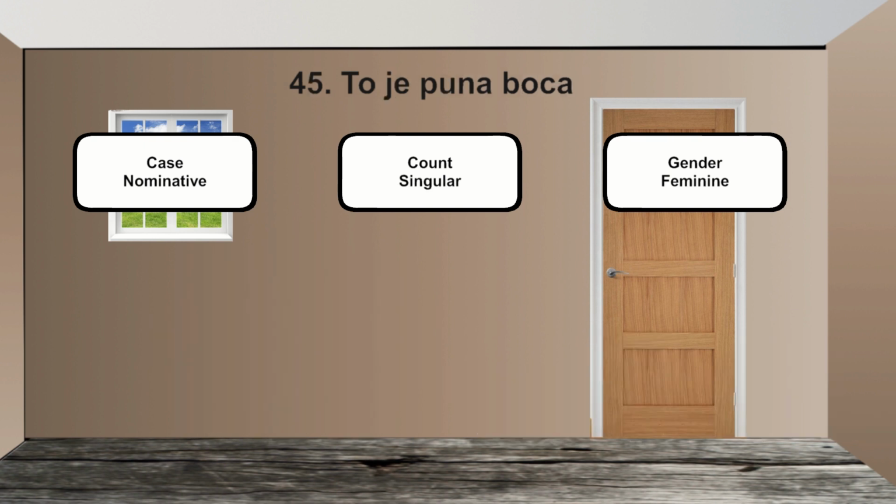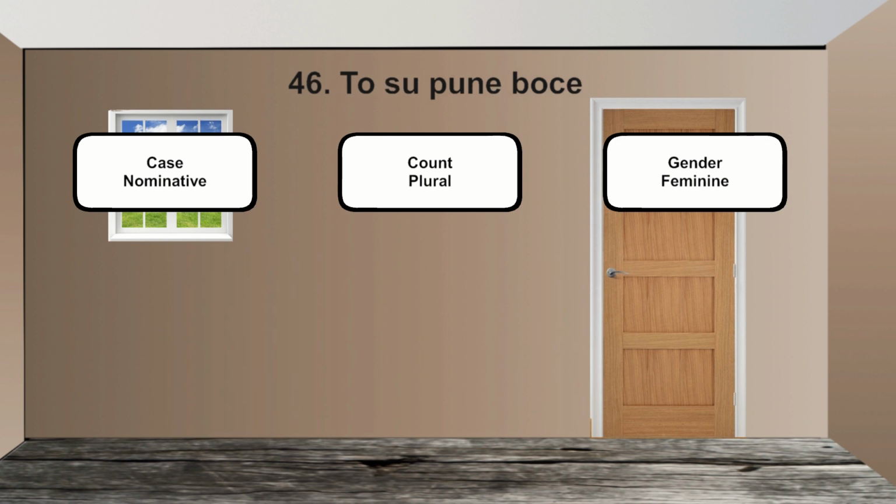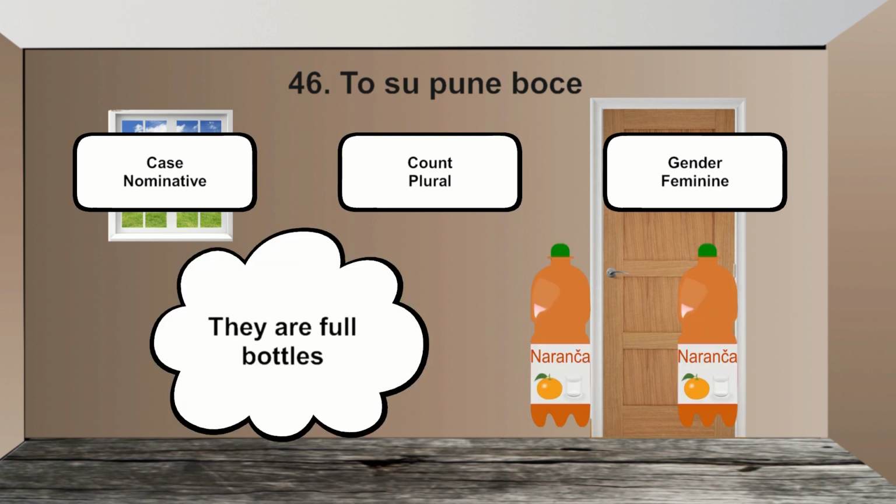Question 45. Pitanje 45. To je puna boca. Feminine, singular. It is a full bottle. And again. To je puna boca. The noun ends in an A, so it's feminine and singular. It is a full bottle.